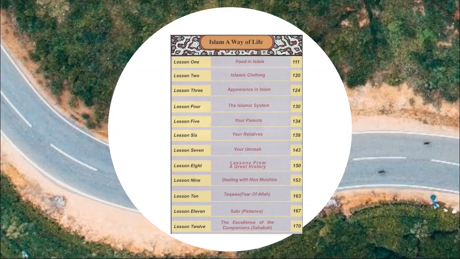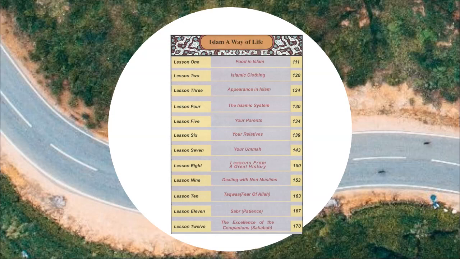The lessons. In this unit, we will delve into some captivating lessons. We'll begin with the food in Islam, exploring the guidelines and etiquettes surrounding what we consume. We will then journey into the Islamic clothing and appearance, understanding how our attire reflects our faith. Next, we will examine the broader societal aspects, such as the Islamic system, the significance of parents and relatives, and the virtue of patience. Why are these lessons so essential?